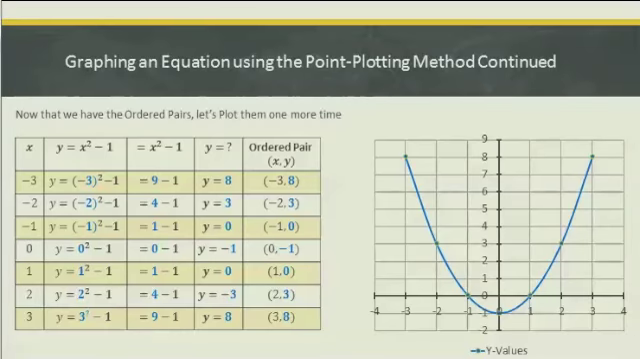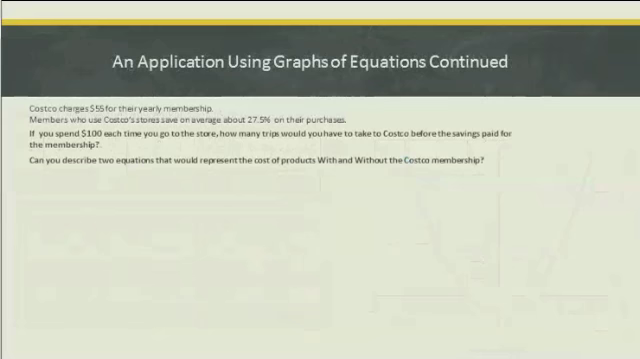Alright, so let's look at a real-world example of how to actually graph an equation. So Costco charges $55 for their yearly membership. Let's suppose that members who use Costco stores save on average about 27.5% on their purchases. The cost of purchasing products with or without Costco membership can be represented by two equations which can be graphed. The purpose of creating such a graph would be to visualize at what point the cost of membership would be paid for by the savings experienced through the purchases.